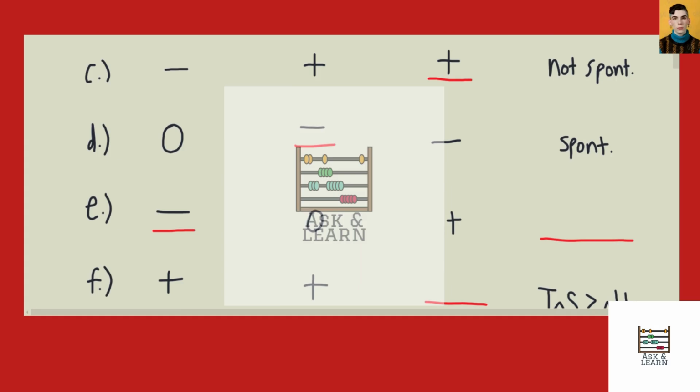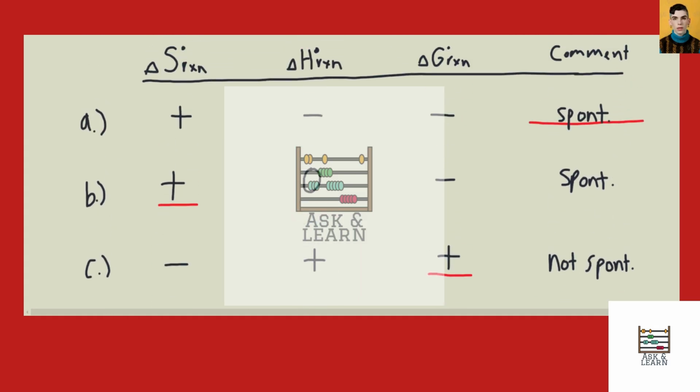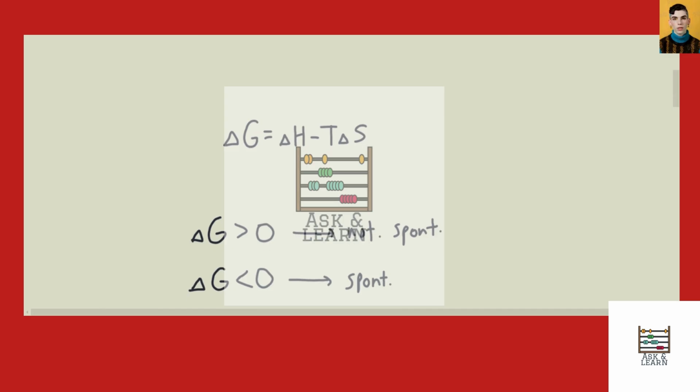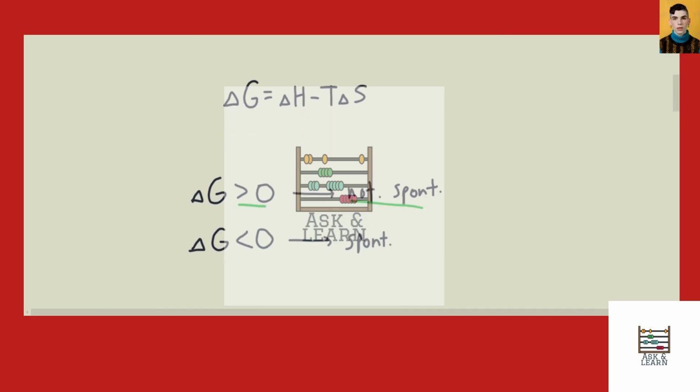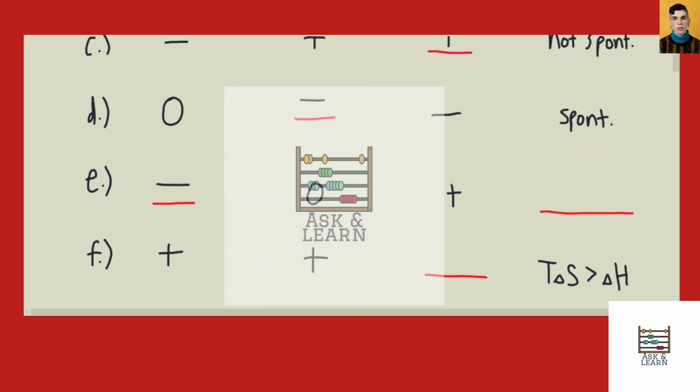And also in part E, we are missing the comment as to whether or not this reaction is spontaneous. You see, we have a positive value for delta G, which corresponds to a non-spontaneous reaction. So the other answer for part E is not spontaneous.